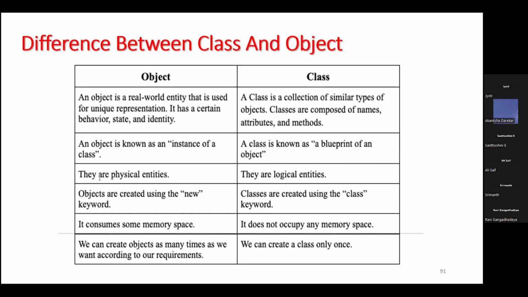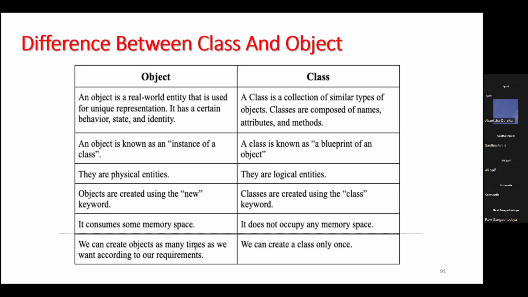Objects are physical entities. Classes are logical entities. Objects are created using the new keyword. Classes are created using the class keyword. Objects consume some memory space, because those are physical entities. Classes are only logical entities, that is why they don't require any memory space.